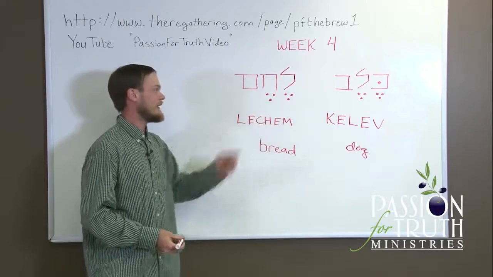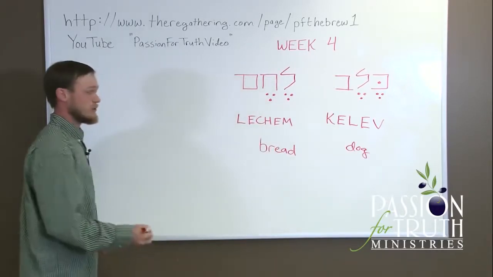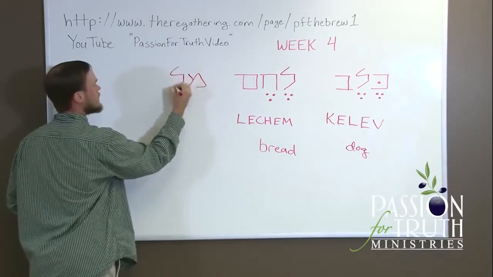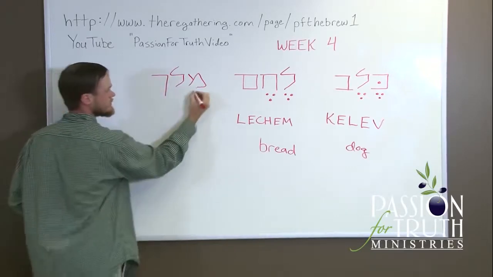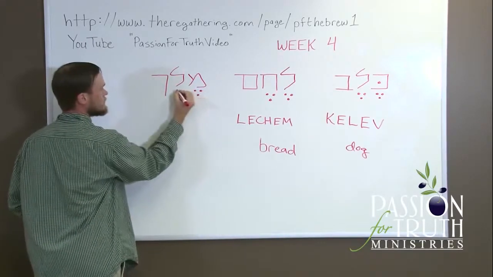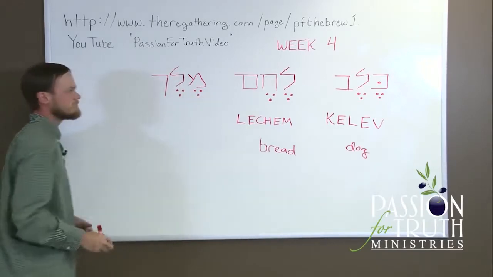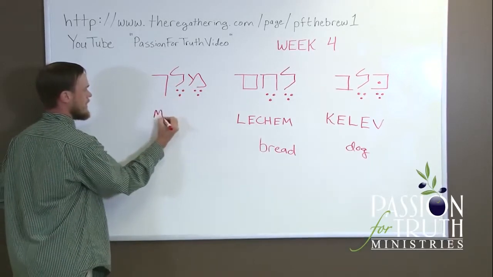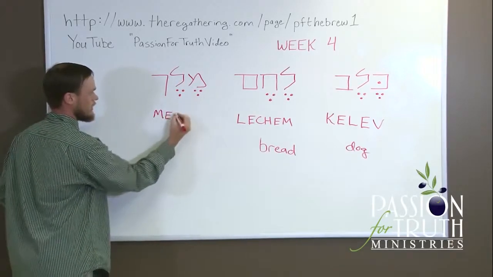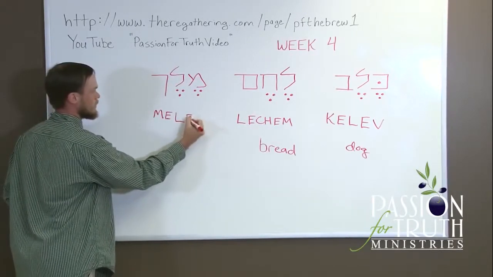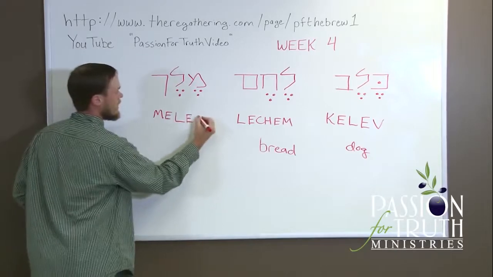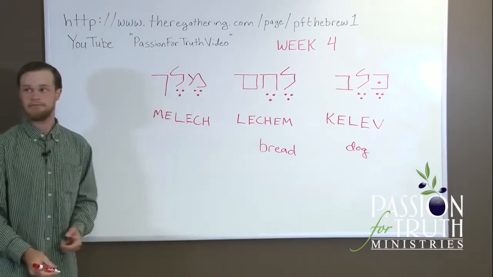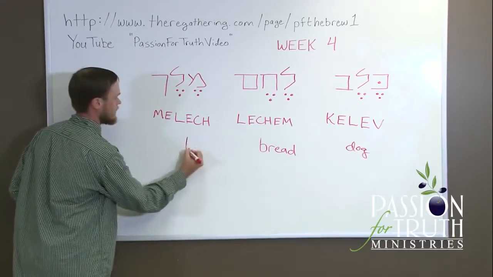All right, so kelev, lechem, and now we get to use the final chaf in this word: mem, lamed, final chaf, with a segol under the mem and a segol under the lamed. Okay, so this is pronounced M for the mem, short E for the segol, L for the lamed, short E for the segol under the lamed, and ch for the chaf. So melech, and melech is a king.